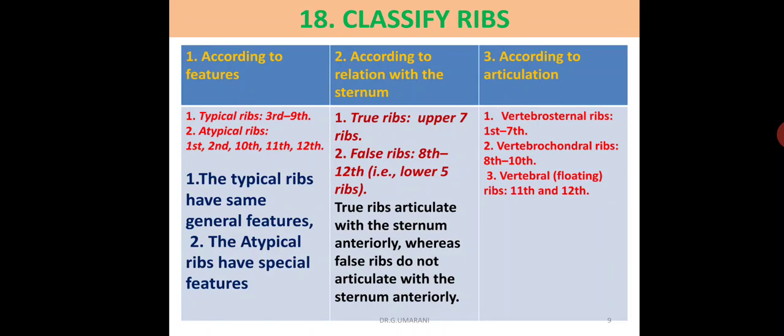According to relation with the sternum, ribs are true ribs and false ribs. True ribs are the upper 7 ribs. They articulate with the sternum anteriorly. Whereas false ribs do not articulate with the sternum anteriorly. They are the lower 5 ribs. According to articulation, there are vertebrosternal ribs, vertebrochondral ribs and floating ribs.